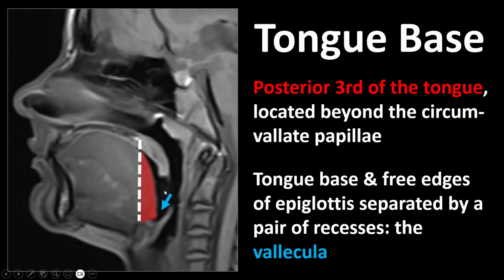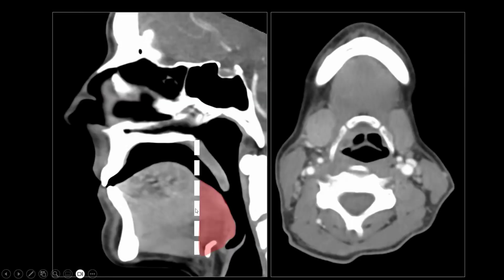We also have a recess located behind the tongue base and the lingual surface of the epiglottis called the vallecula. And basically, this is not one recess, these are two recesses, paired recesses, as you can see on this axial image. So we have two of them.